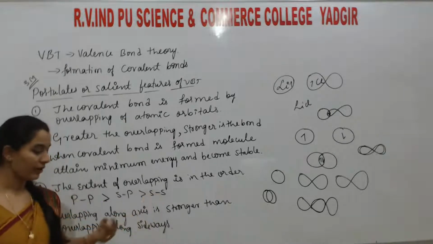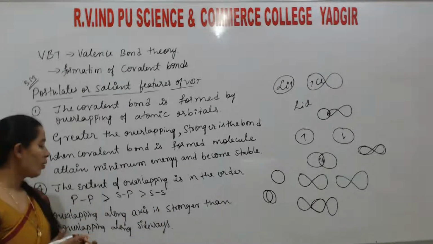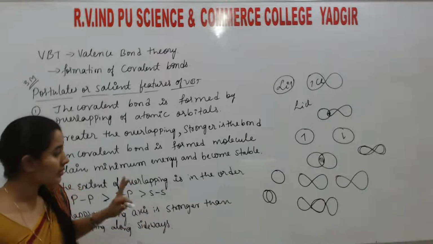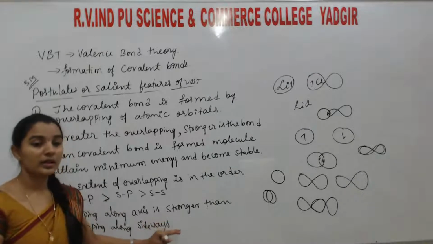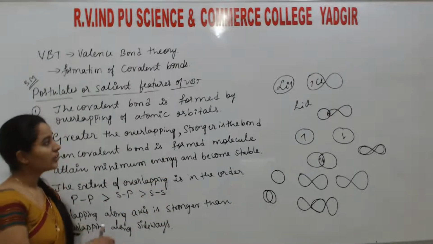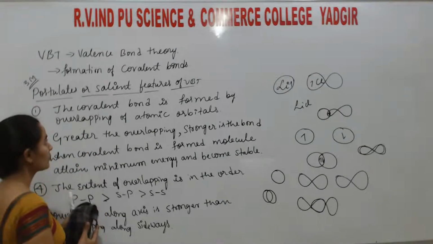This is the part. And next, overlapping along the axis is stronger than overlapping along the sideways. So what is this axis overlapping? What is this sideways overlapping? Why is axis overlapping stronger? Why not sideways overlapping? I will explain now, the types. So these are all the postulates important for 3 marks. Remember.